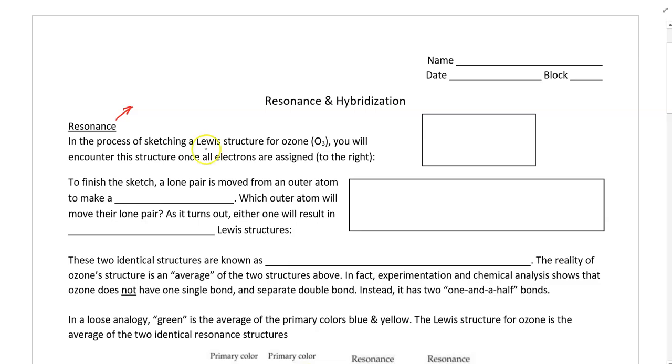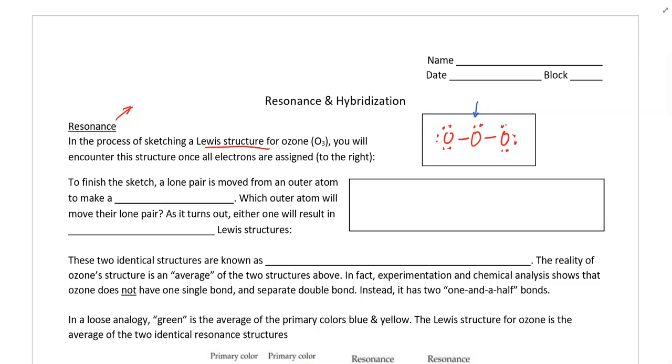In the process of sketching a Lewis structure for ozone, you'll actually encounter the structure once all the electrons have been assigned. So again, I'm going to skip ahead a little bit. At some point, you'll encounter this guy, and then you'll have to make a decision. Because if you remember in this step of the process, once you've assigned all the electrons, you have to see that the octet rule is satisfied for everything. This guy in the middle is not satisfied, right? It only has 6 when it still needs 8.